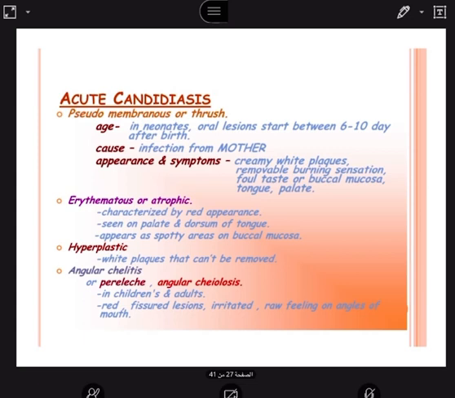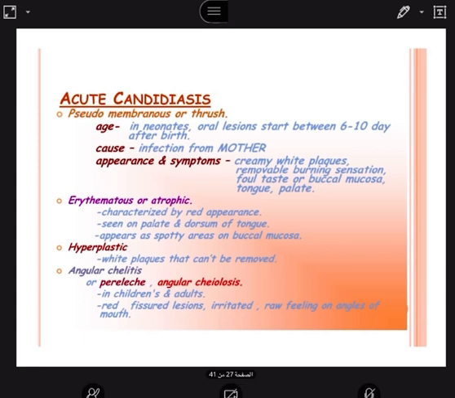Now coming to erythematous or atrophic candidiasis, characterized by reddish appearance or erythematous appearance, as the name suggests. Okay, it is seen again on the palate and the dorsum of the tongue, and it appears as spotty areas on the buccal mucosa. Only the most important points have been put in the PPT. Okay, when you refer the PDF, there are more points available.